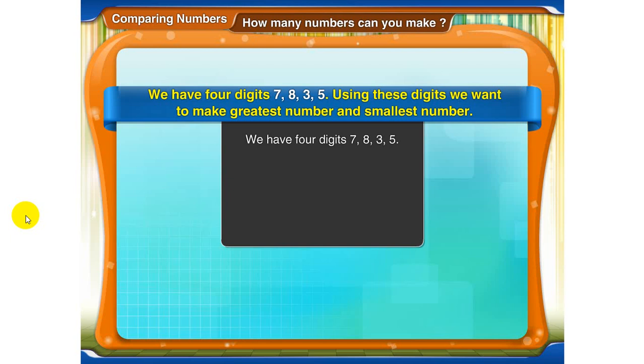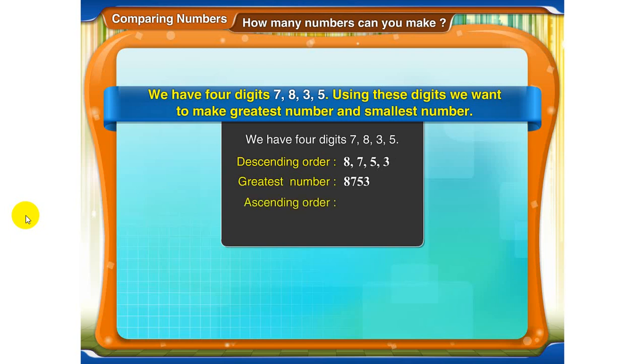For the greatest number, we use descending order of given digits. Descending order of 7, 8, 3, 5 are 8, 7, 5 and 3. So the greatest number is 8,753. For the smallest number, we use ascending order of the given digits.